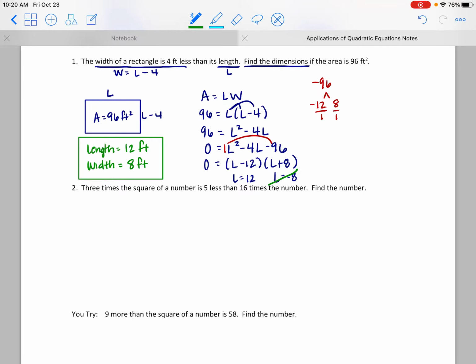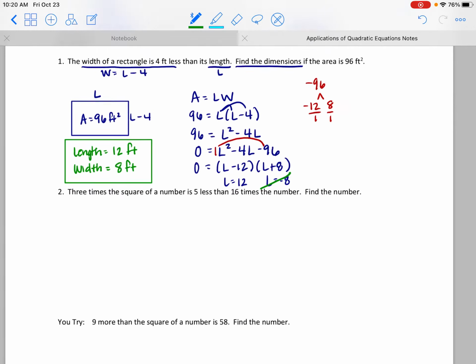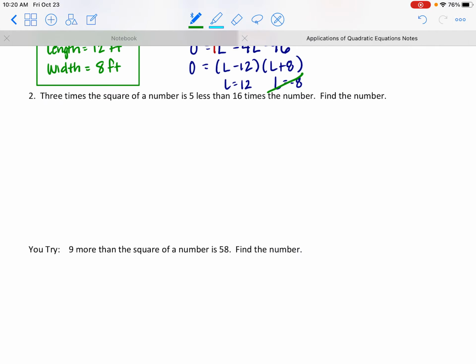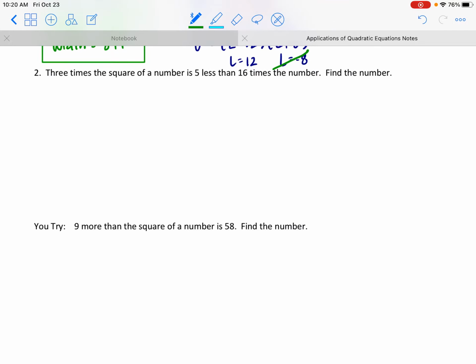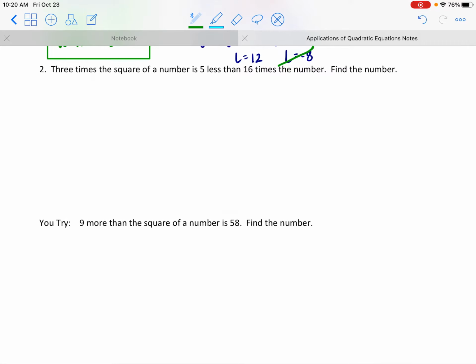Alright, let's look at the second example. So sometimes we'll see these geometric examples like the first one. Sometimes we have like the next two where we're just literally going to be translating. We're going to translate some words into an equation. So on number 2 it says that 3 times the square of a number is 5 less than 16 times the number, and our job is to find the number. So finding the number, that's what we're trying to do here.